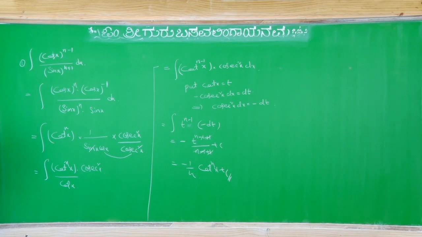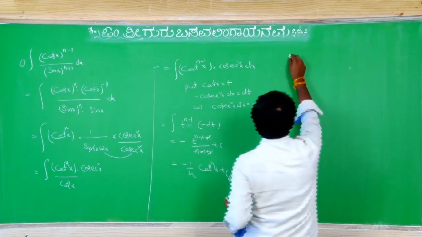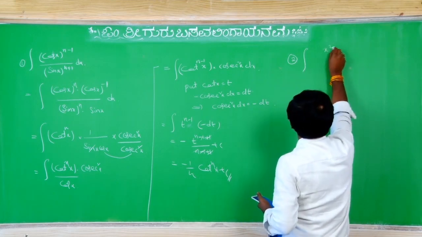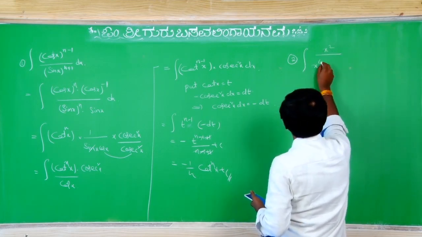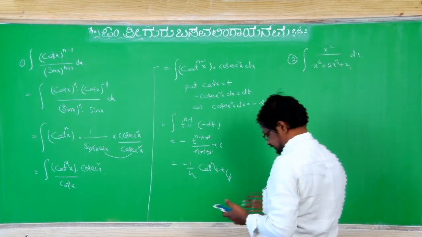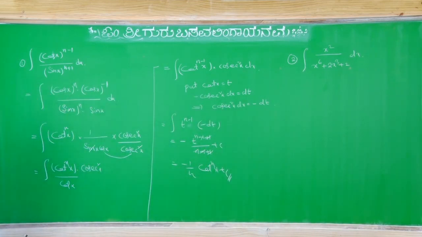Next problem. Integration of x square by x to the power of 6 plus 2x cube plus 2 into dx. Integration of x square by x to the power of 6 plus 2x cube plus 2.